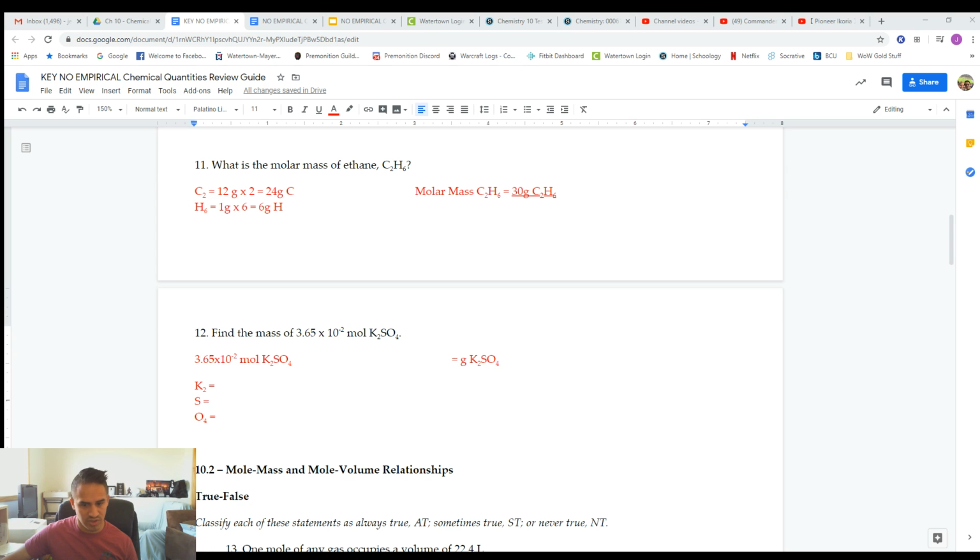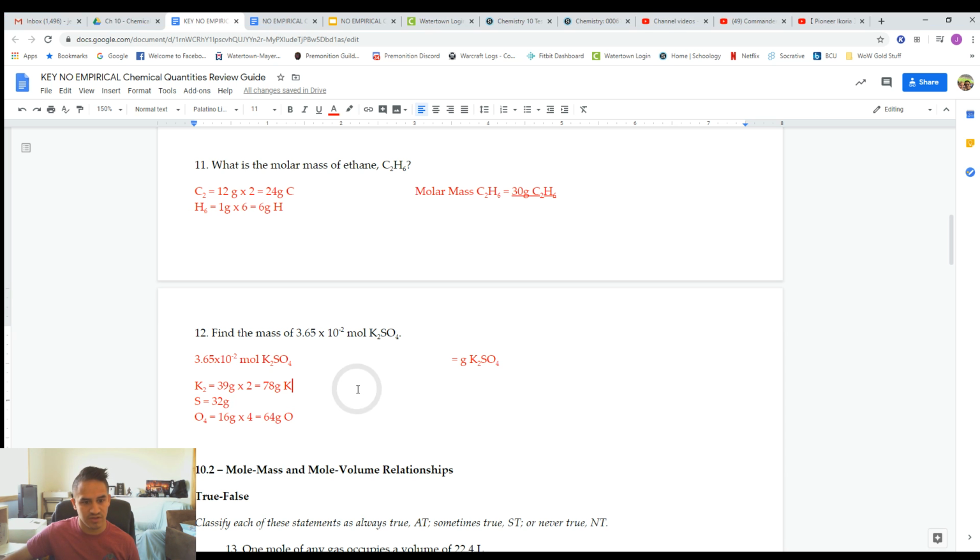All right, so let's go back to our review guide here, and let's add these in. So this is 39 grams for the potassium, times that by 2, because there are 2 of them. Sulfur is 32 grams, and there's just 1, so we're just going to keep it as 32. And then oxygen is 16 grams, times that by 4, because there are 4 of them. Let's use our calculators here to make sure we get these numbers right. So 39 times 2, so that is 78. That is 78 grams for the potassium. Sulfur is 32, and then 16 times 4 gives us 64 grams for the oxygens.